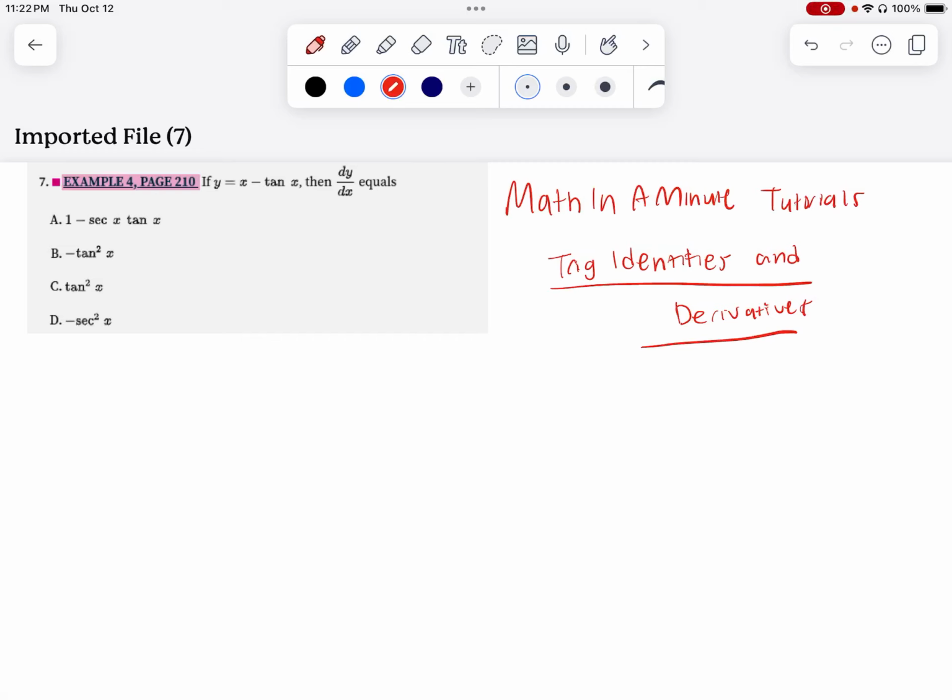Today we're going to be going over derivatives and trig identities. This is from AP Calculus, and I know it's a sharp pivot, but it is a question that I found interesting, so I will go over it in this video. So read the question first.